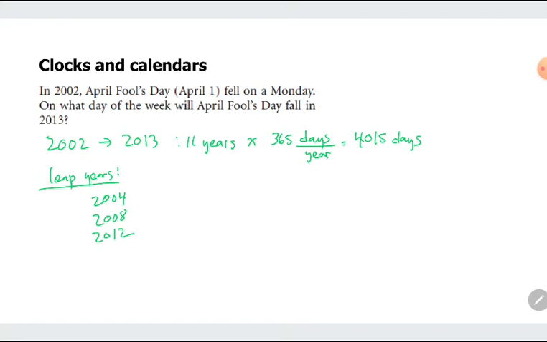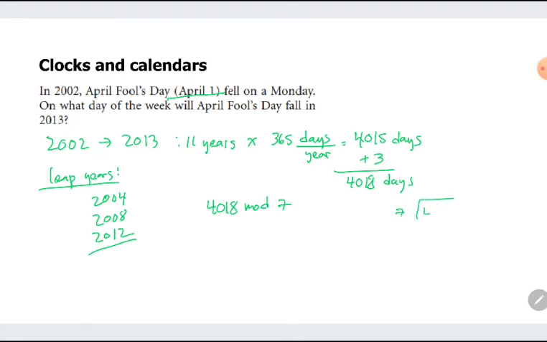So lampas na to ng February, April. So i-consider mo na yung 2012. What else? Three leap years, so plus 3 days rather. So 4,018 days. You are dealing with 4,018 days. So this is your equation, modulo 7.